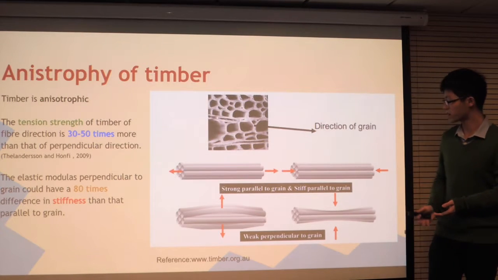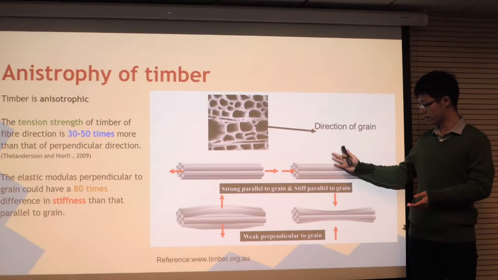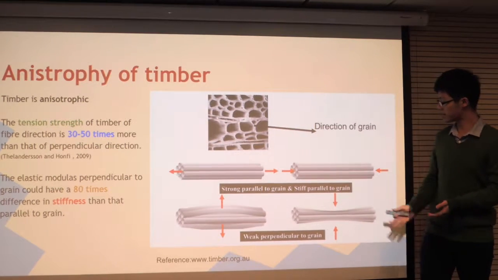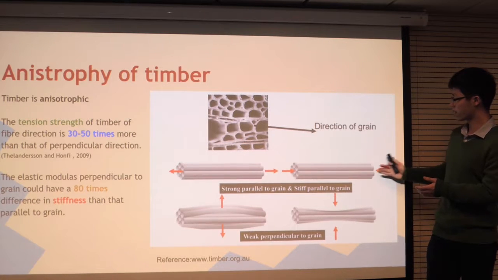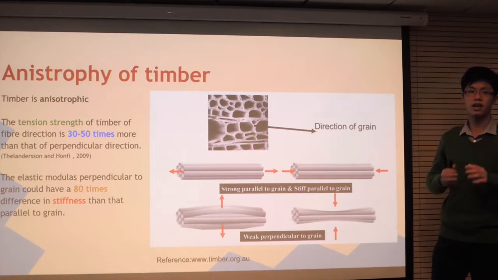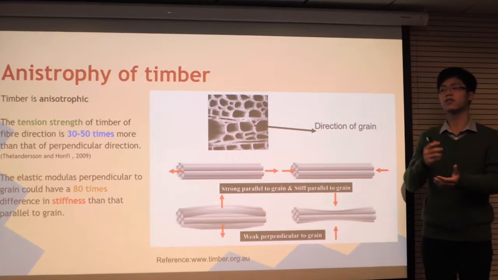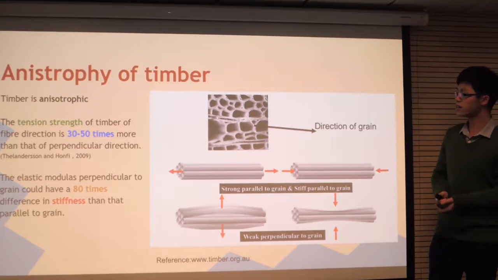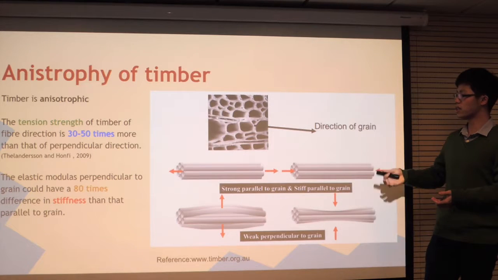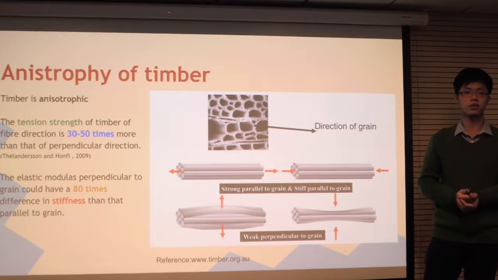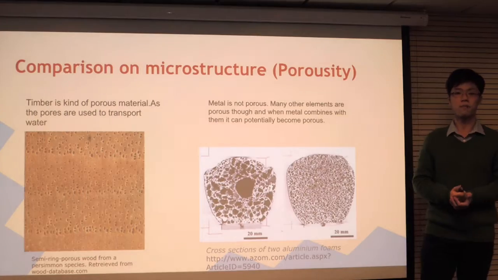So you will find that when you apply force perpendicular to the timber, it will easily break the timber. However, if you apply force parallel to the timber, you can hardly break the timber unless you apply a lot of force. And this shows the anisotropic properties of timber because of its microstructure. And that's all my part.